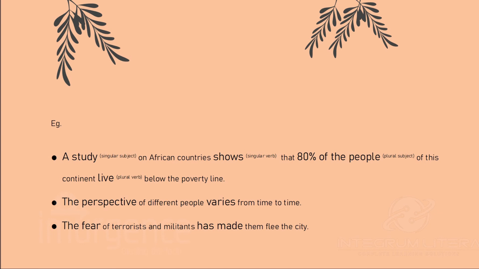So that's one of the reasons you see here "a study on African countries shows," a singular verb form, that 80% of the people, which is plural, of this continent live below the poverty line. The perspective of different people varies from time to time. The fear of terrorists and militants has made them flee the city. So rule number 11 is very simple and straight.